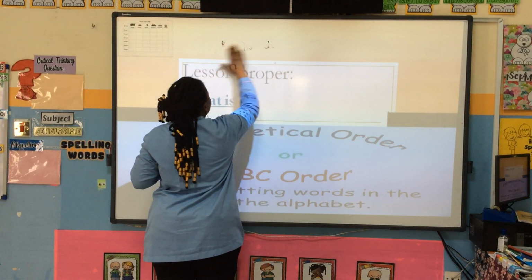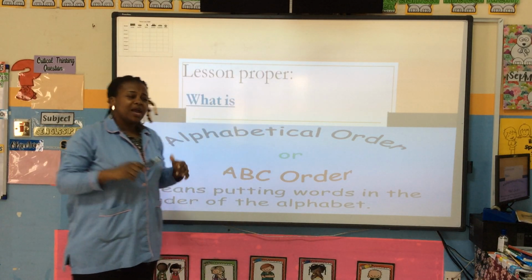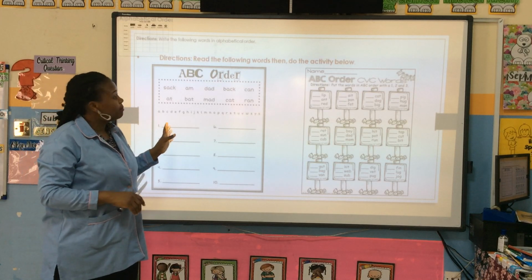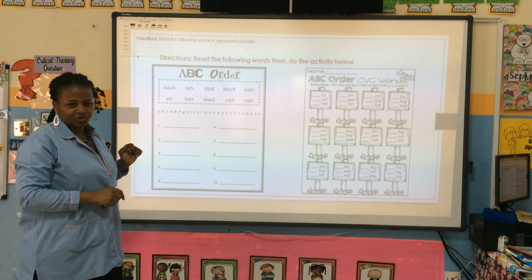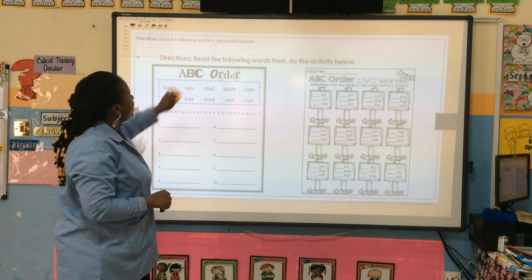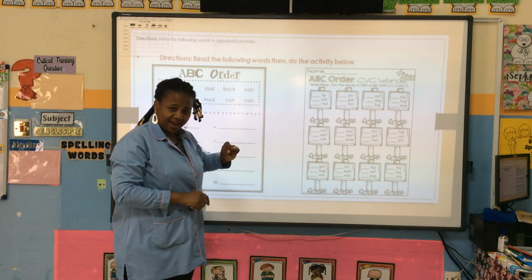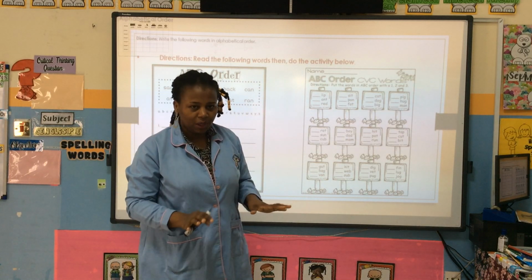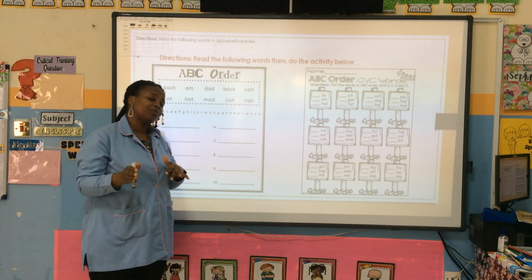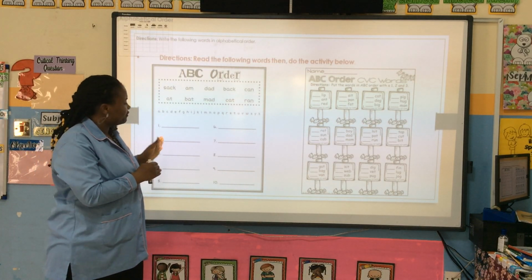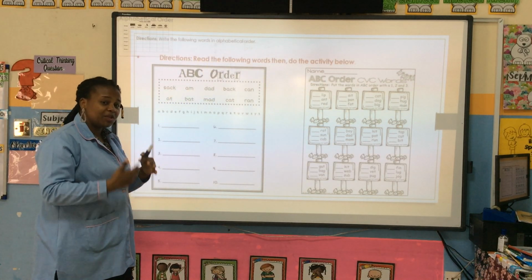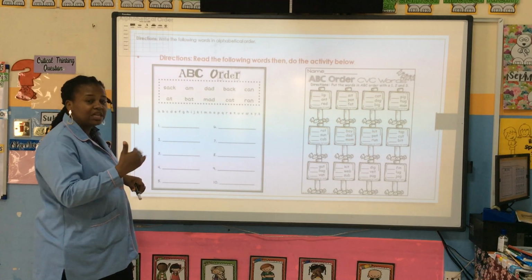Okay. Now, we are going to proceed to the next slide where we were before I did that little illustration. Now, this is about your activity. It says, read the following words, then do the activity below. This activity is in your practice book, but I'm going to do the first one for you, like I showed you here how we do the alphabetical order, how we order the letters.